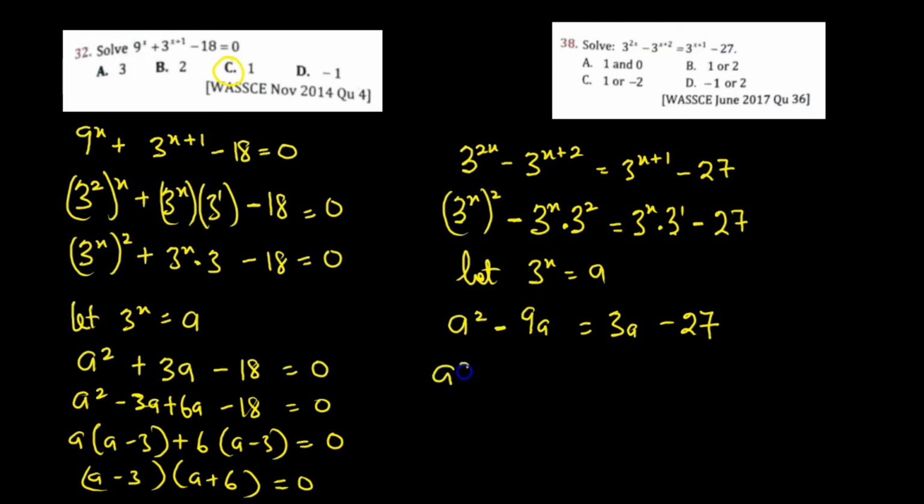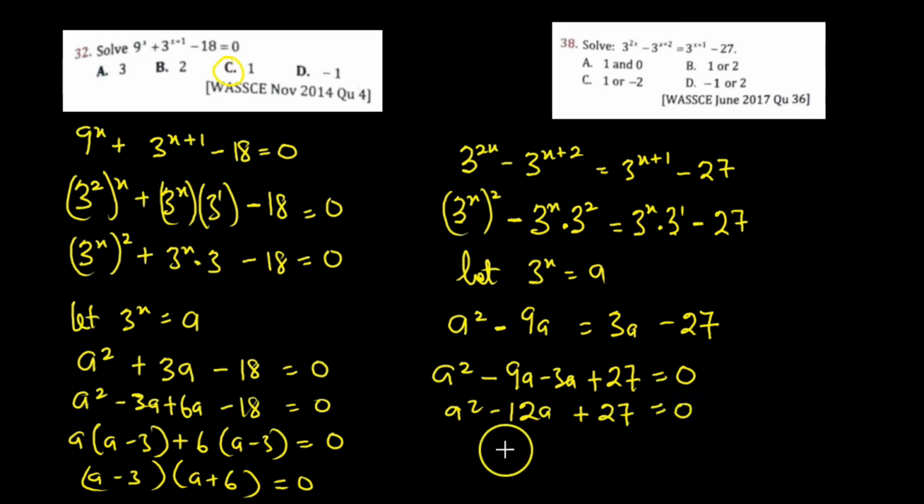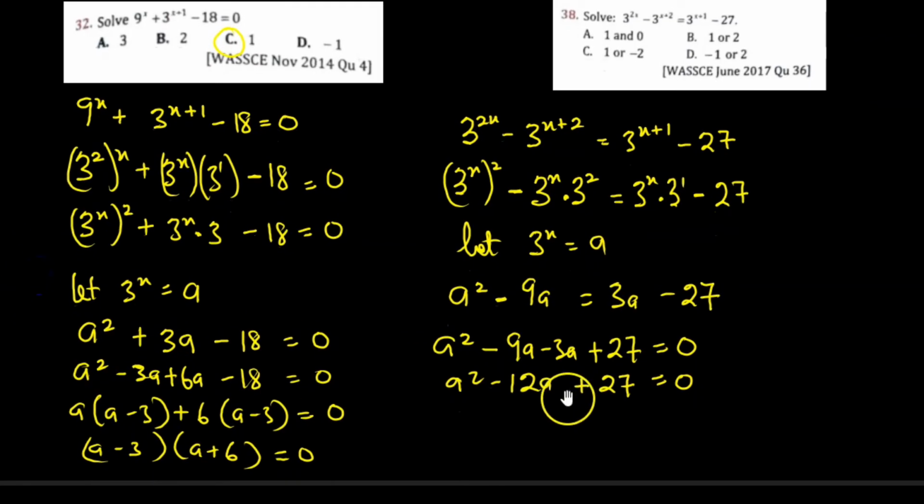And hence we have a squared minus 9a minus 3a, then plus 27 equal to 0. And we have a squared minus 9a minus 3a, which will give us negative 12a plus 27 equal to 0. So solving this quadratic equation, the question now is, what two numbers multiply to give me positive 27, and the same two numbers, when I add, I should get negative 12?